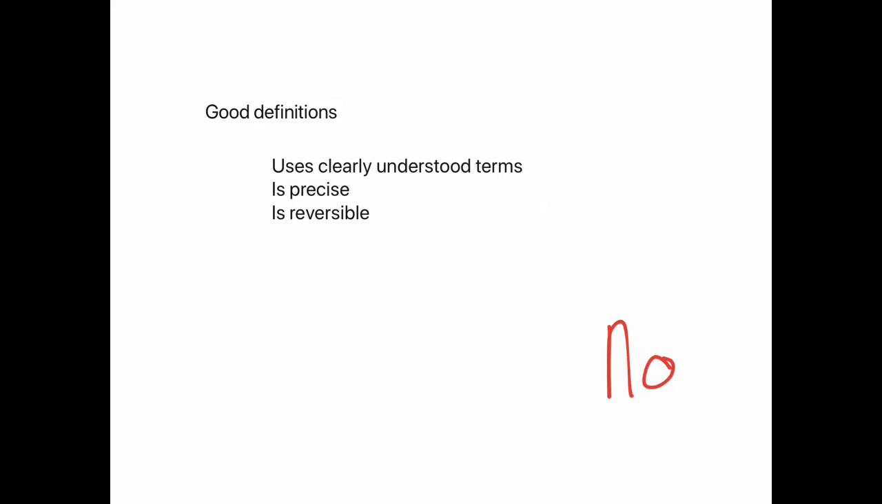All right, so on to our last part here on good definitions. According to our textbook, a good definition uses clearly understood terms, is precise, and is reversible. According to your practice problems for this lesson, it wants to know whether a cat is an animal with whiskers is a good definition. And the answer is no. The reason for that is because there are lots of animals with whiskers. So this one is not precise enough to be a good definition. So make sure it holds to all three of those parts, and then you'll be good.